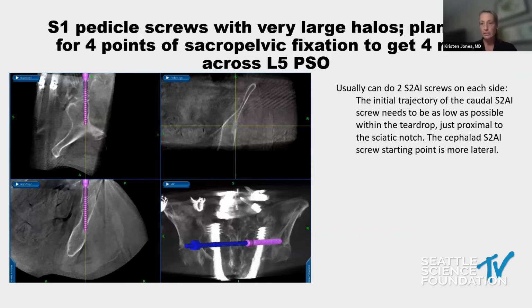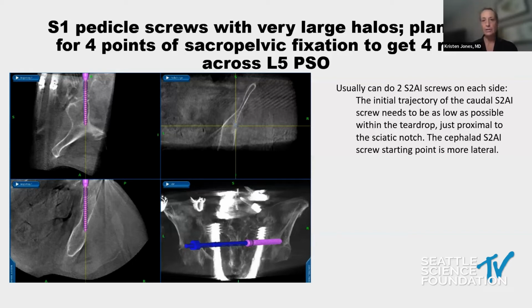And our technique actually is to use 4 sacroiliac or S2AI type trajectory screws. As Dr. Theologis mentioned earlier, you can't technically do S2AI for both screws. One of them ends up a bit lower, but we certainly can get 4 in every patient I've ever had, except for one that had a previous SI joint fusion. I just couldn't get 2 on that side.